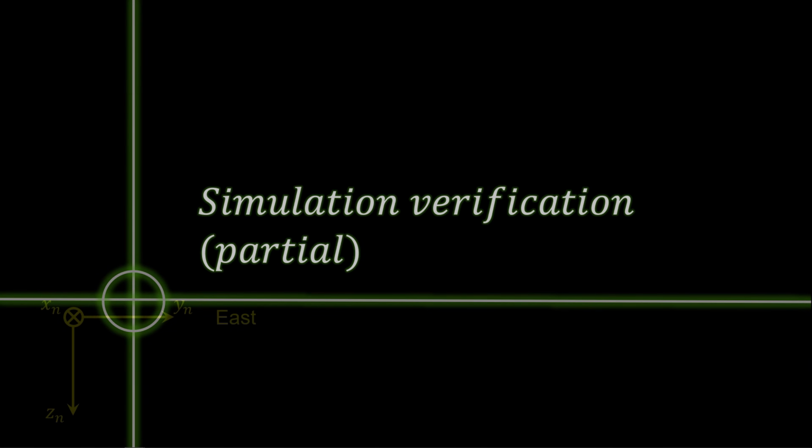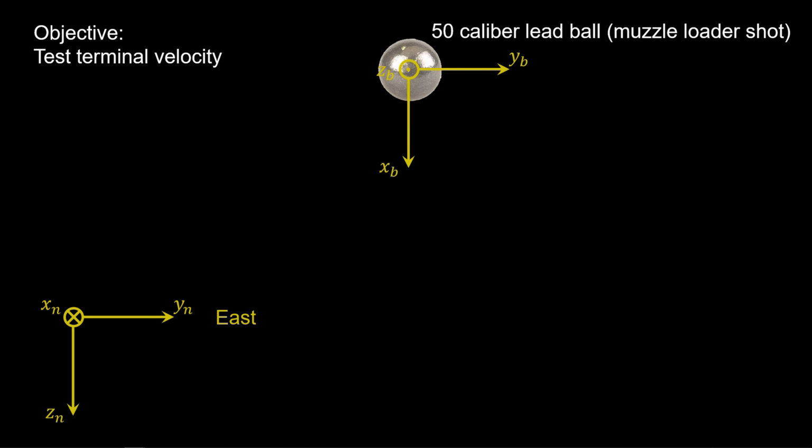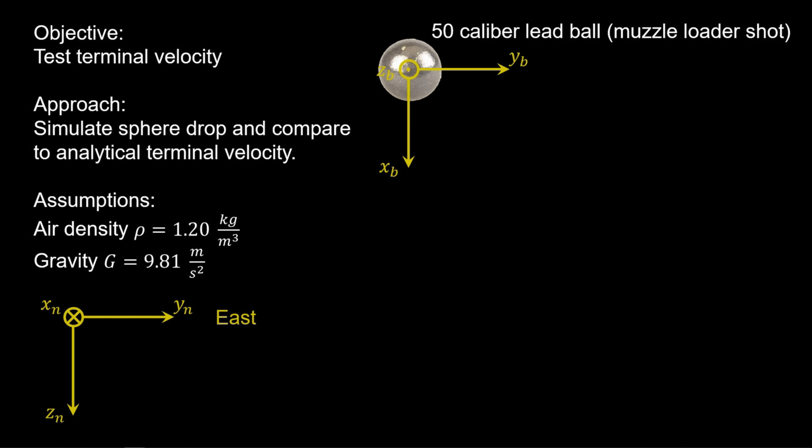All right, let's run a few verification checks. Let's test terminal velocity prediction. And for this, we're going to drop a .50 caliber lead musket ball. We'll compare the numerical simulation to a value that's determined analytically from a formula. And for this, we're going to hold atmosphere density constant as well as gravity constant.